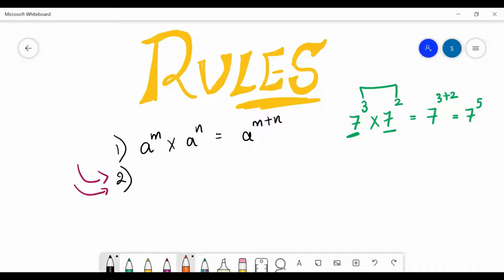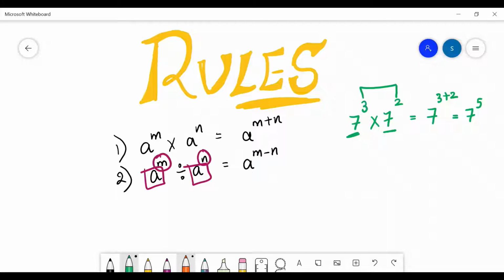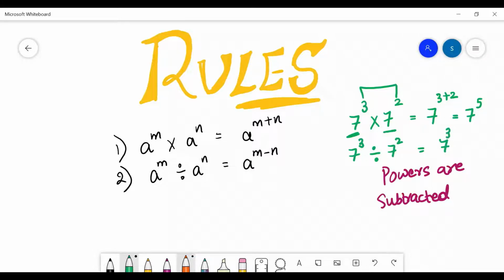Next up, we have a power m divided by a power n is equal to a power m minus n. So here, the bases are the same, but the powers are different and these numbers are divided by each other. I'll give you the same example. Let's say you have 7 power 3. This time you're dividing it by 7 power 2. In this case, since it's division and the bases are the same, the powers are subtracted. So it is 7 power 3 minus 2, which means 7 power 1, or simply 7.